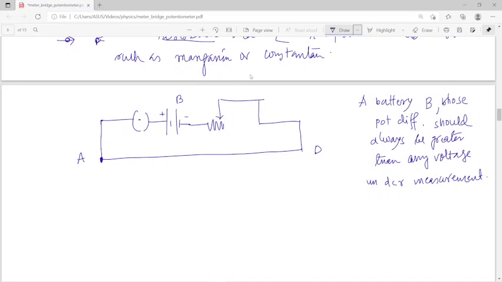So there is a fall of potential from A towards D, right? And suppose we connect a cell of EMF E, which will be connected to the positive terminal at A.